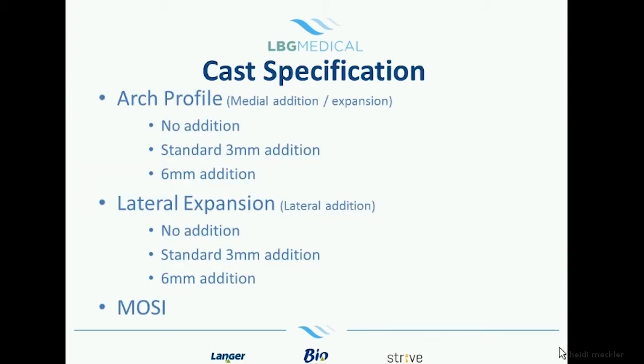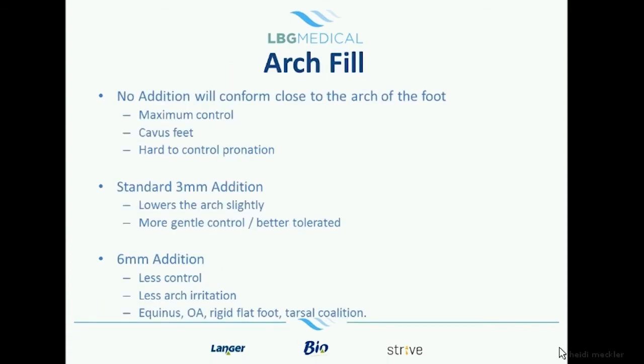So let's have a little look at cast specifications, one of the first things we look at on the prescription form. Now, the arch profile refers to the amount of medial addition or medial expansion that you'd require on your device. Then lateral expansion refers to the amount of tissue spread that you want to allow, and the MOSI is a specific cast modification for a medially deviated subtalar joint axis. I'm going to talk a little bit more about some of those.